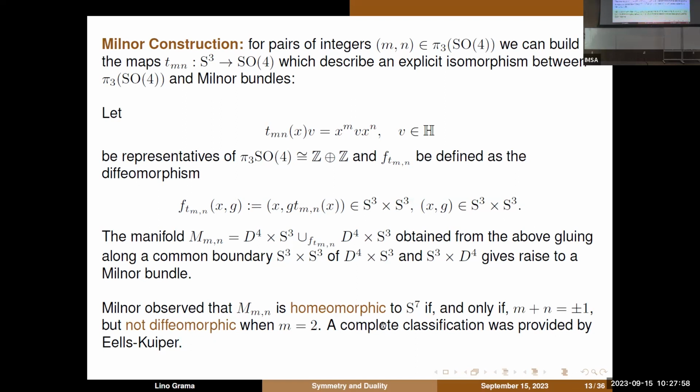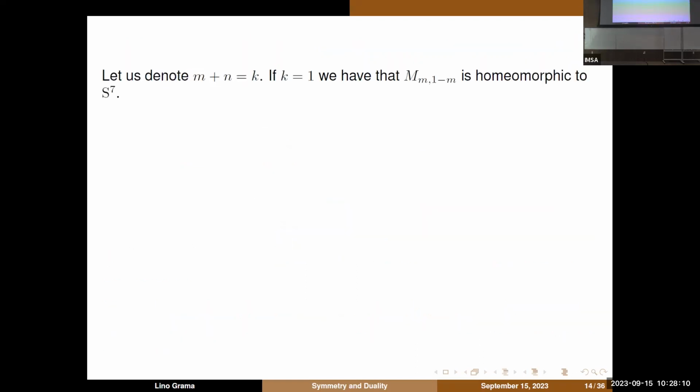The completed description of this combination of m and the work of the user. Okay, but this is the Milnor construction. This is called the Milnor construction of the Milnor boundary. Now let us keep m plus n equal to k, and if you consider k equal to 1, for the Milnor remark, this manifold is always homeomorphic to S7.